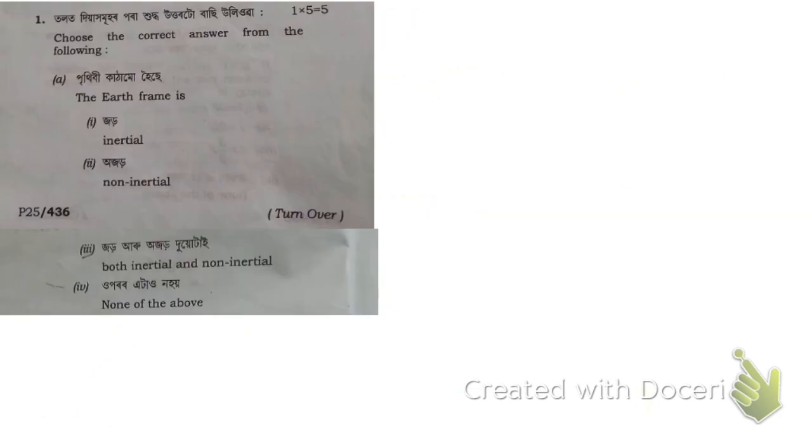So here is the first question. Choose the correct option. The Earth frame is: inertial, non-inertial, both inertial and non-inertial, or none of the above. Which one is correct? The correct option is non-inertial. Option 2 is the correct option.